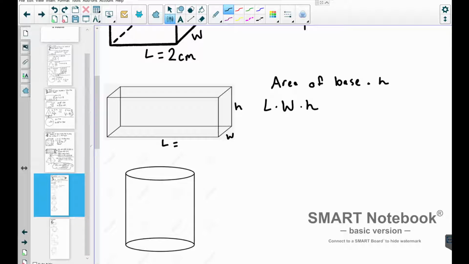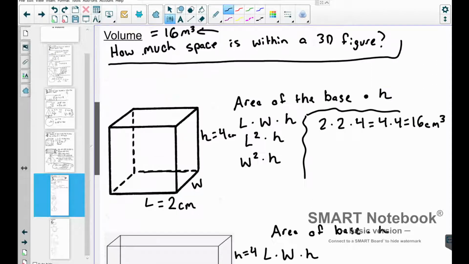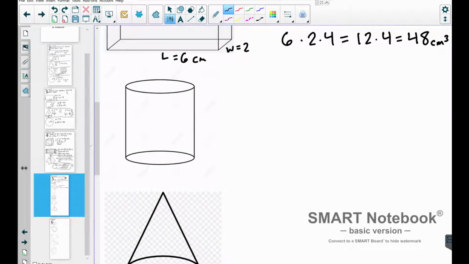So if we had a length of 6, width of 2, a height of 4, we could say this is going to be equal to 6 times 2 times 4, which is just going to be equal to 12 times 4, going to be equal to 48. And remember, let's say this was working in centimeters, we'll say centimeters cubed. We've got to remember that cubed with volume. Squared with area, cubed with volume.